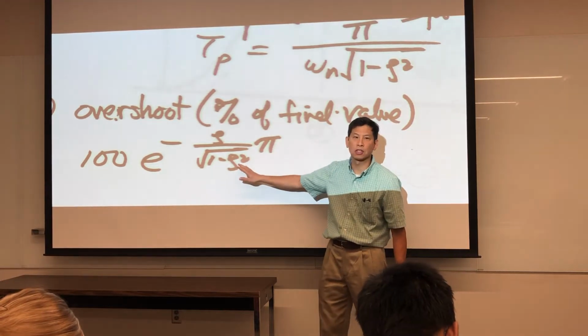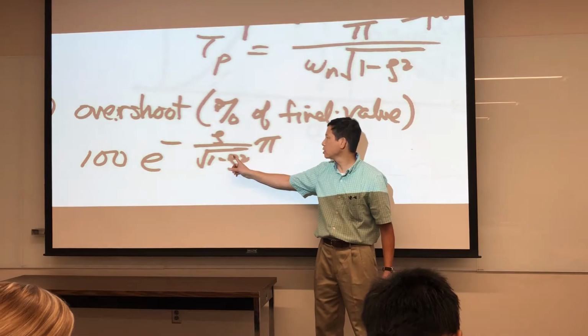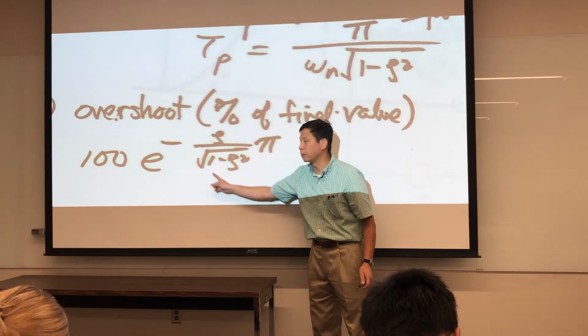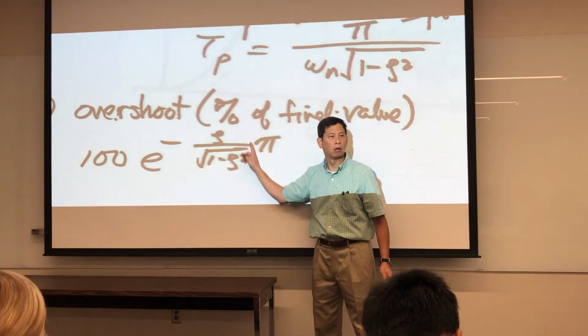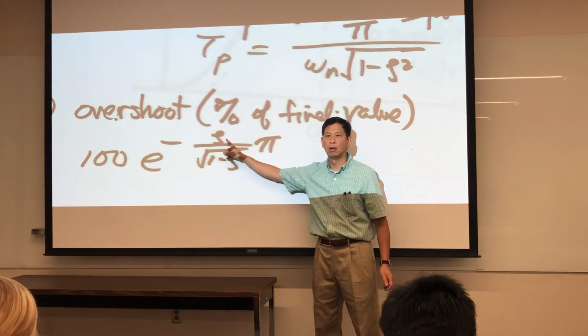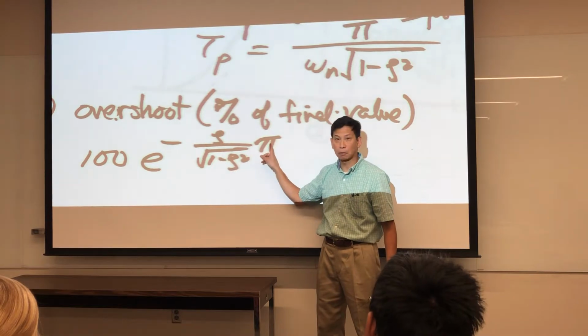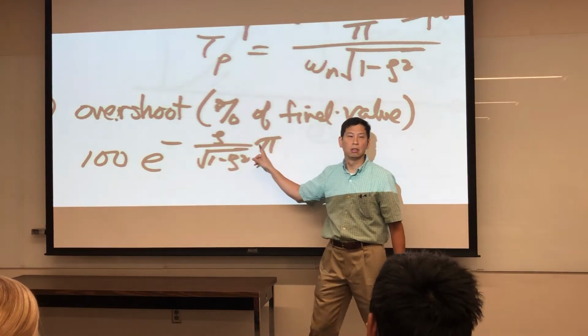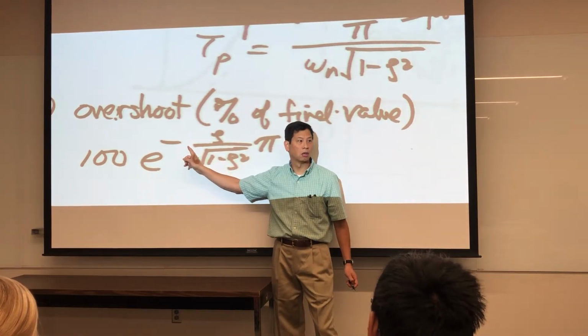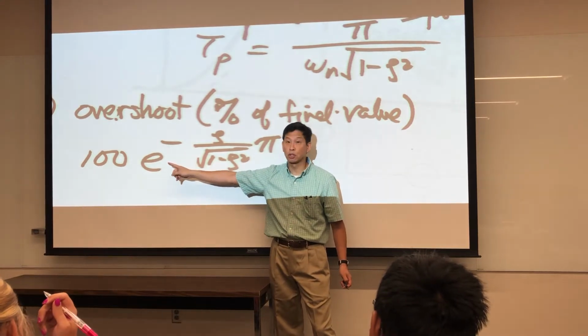Okay, let's see what happens when zeta is equal to 0. When zeta is equal to 0, what does this number become? Zeta is on top and bottom. 0 times pi is 0, so e to the minus 0 is 1. So the overshoot is 100%.